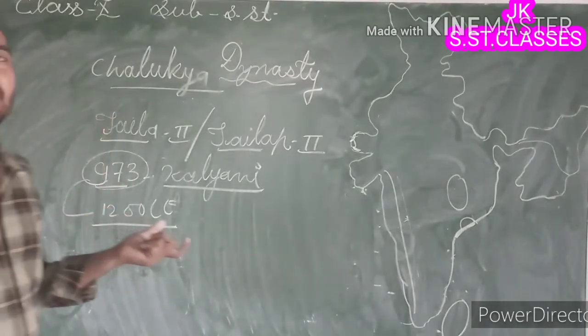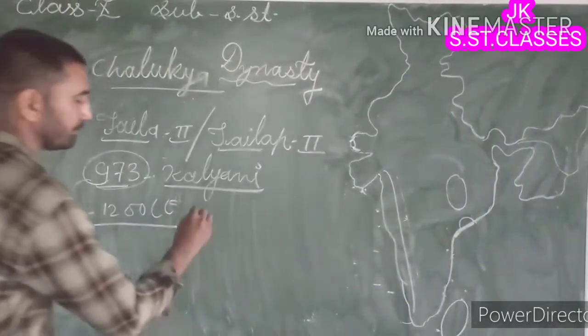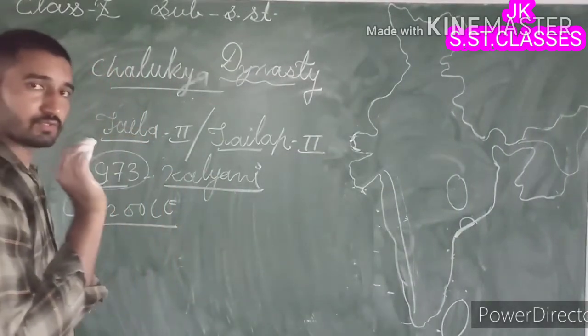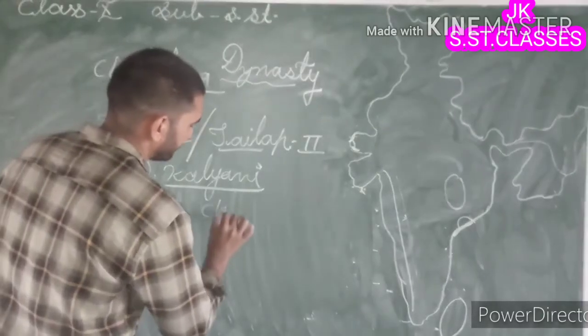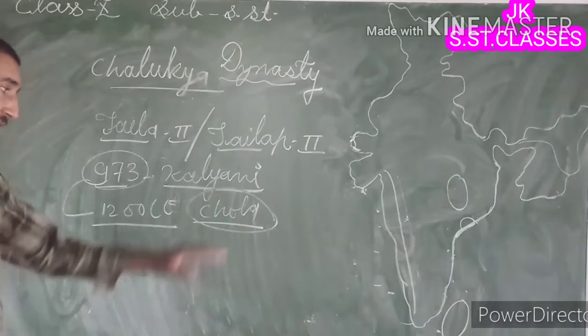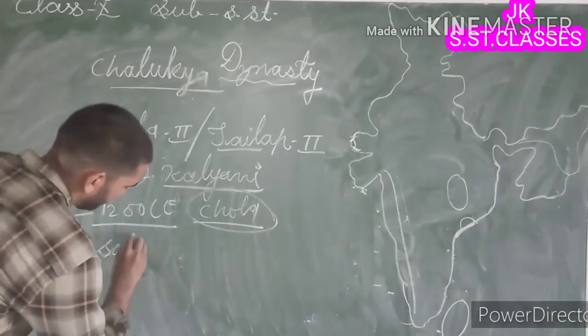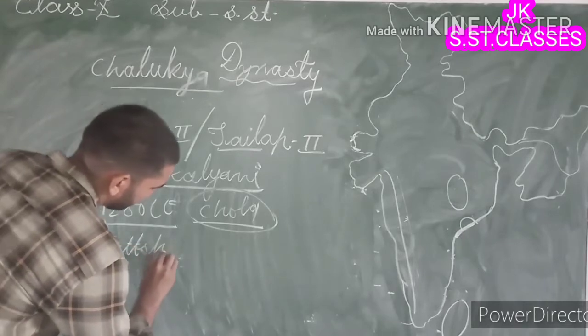The Chalukyas of Kalyani had a long struggle with the Chola rulers of Tanjore. And this struggle started from Satyashraya.